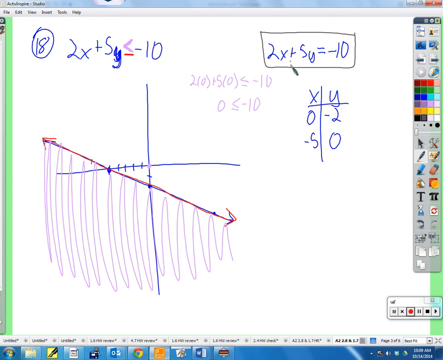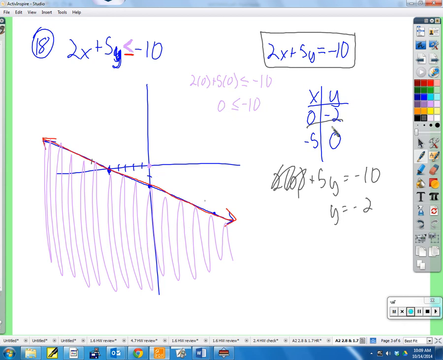To easily graph a line, we just need at least 2 points. And the way it's set up, if I plug in 0 for x, well, then this goes away, and I just have 5y equals negative 10 and y is negative 2. Right? Easy. And then we plug in 0 for y, we get the same thing, and x winds up being negative 5. Then we pick a point and test it. We plug in 0, 0. We get 0 is less than negative 10, which is false. So that point must be outside of the shaded area. So the shaded area is over here.